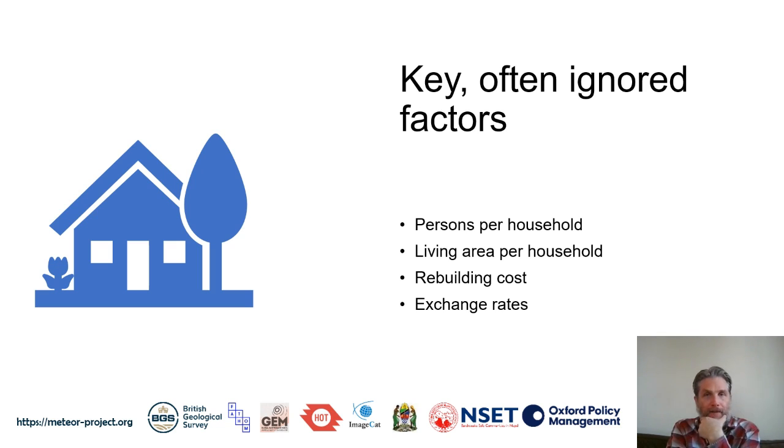If you've got the persons per household varying throughout your country substantially based on the way people live, so that it's 9 people per household in the north part of the country and 3 people per household in the southern part of the country, your results are going to be very, very off if you take a mean, for example. And the same is with living area per household. If people have a lot more living area in rural areas where they're less cramped, and that's not reflected in the data and your estimates, that's going to impact your results proportionally, and rebuilding costs and exchange rates similarly.